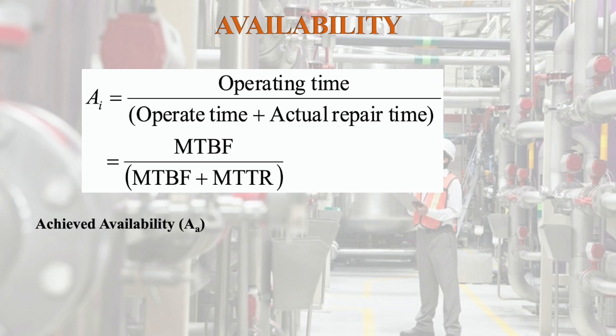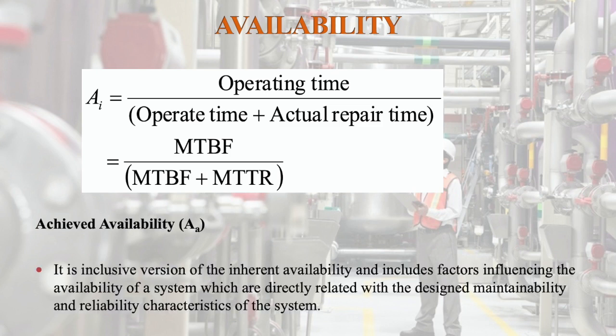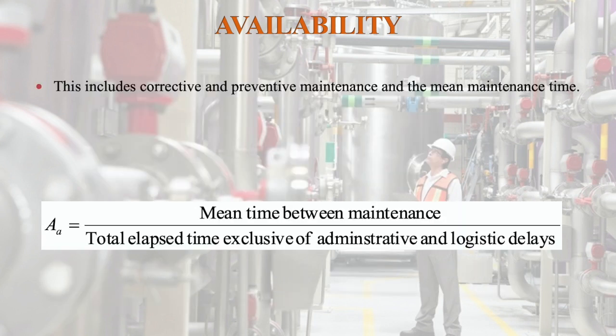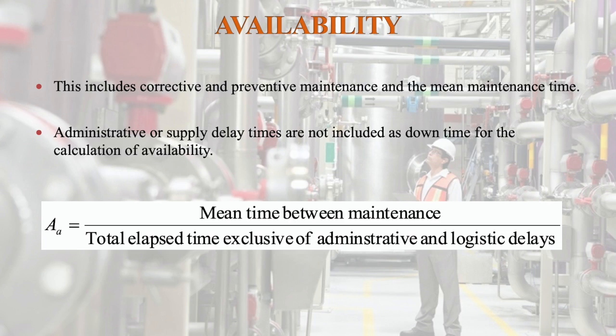Then achieved availability. It is an inclusive version of the inherent availability and includes factors influencing the availability of a system which are directly related to the designed maintainability and reliability characteristics of the system. So this includes corrective and preventive maintenance and the mean maintenance time. The administrative or supply delay times are not included as downtime for the calculation of the availability.